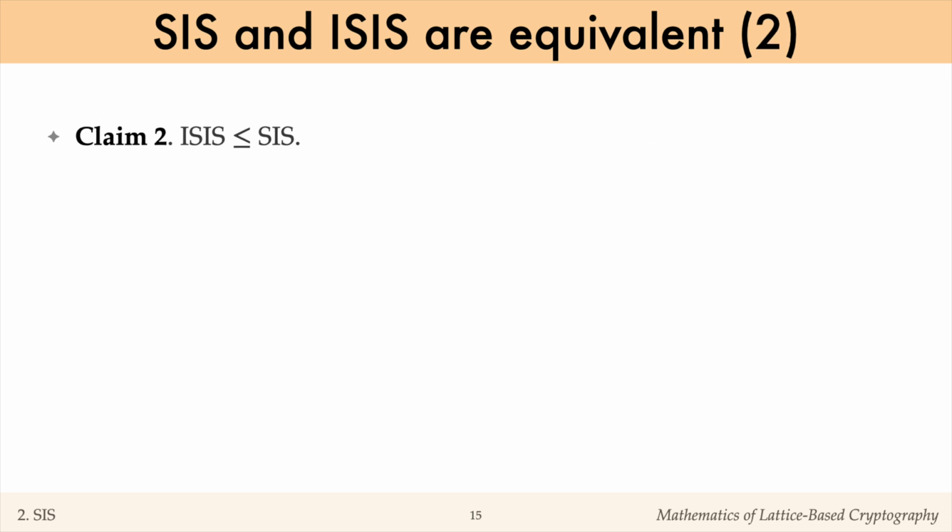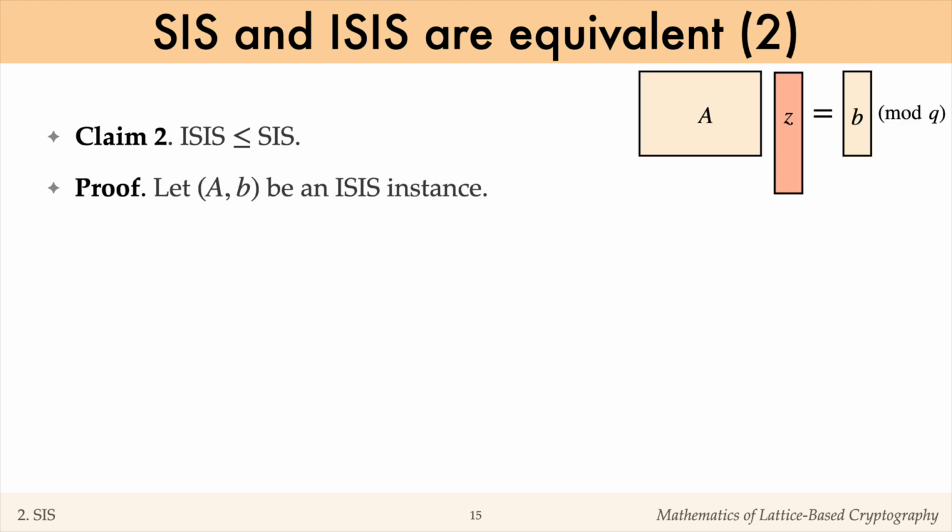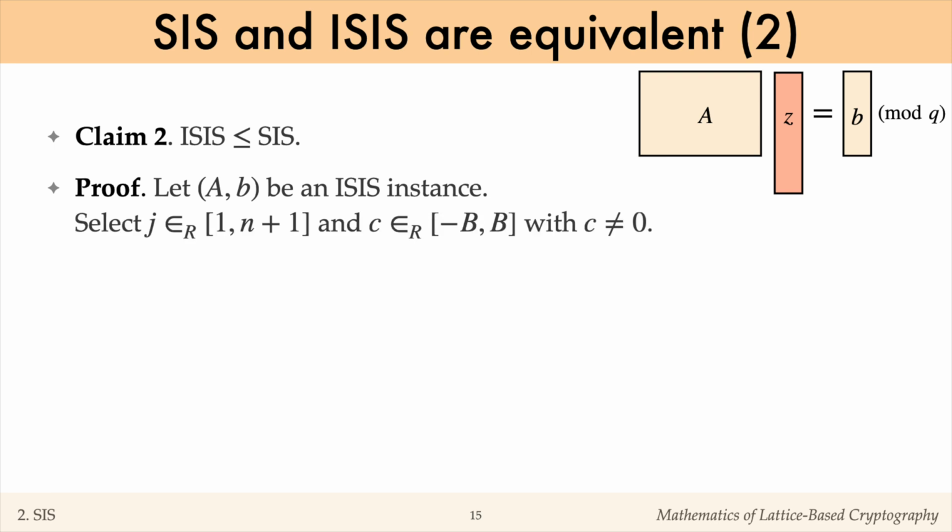I'll now prove that ISIS reduces to SIS. So, suppose that we are given an ISIS instance (A, B). We'll show that an ISIS solution can be efficiently found, assuming that we have an efficient SIS solver. We'll begin by selecting a random index j between 1 and m plus 1, and a random non-zero integer c between -b and b. C is our guess for the jth entry of the solution to the SIS instance that we'll construct as follows.